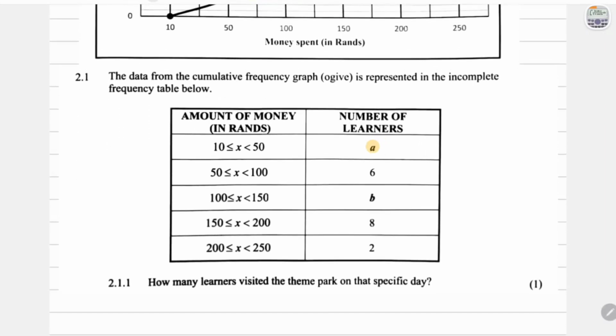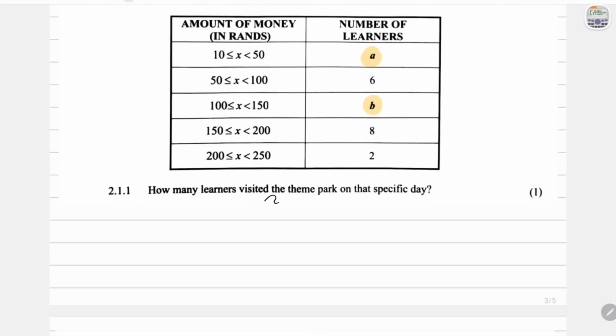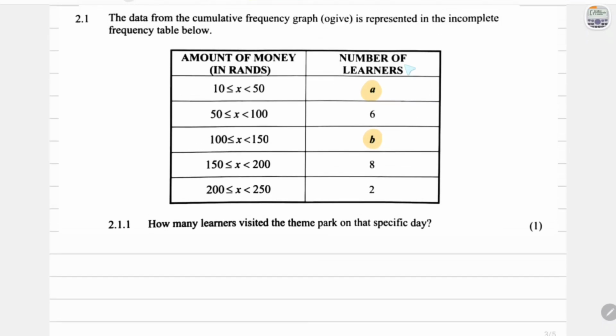As you can see, we have missing values. And what they tell us is that the data from the cumulative frequency, the ogive, is represented in the incomplete frequency table below. And the first question is, how many learners visited the theme park on that specific day? So they actually want to know the total number of learners. And when we look at this, it's like, how can we actually find the total number if we can clearly see that A and B are missing?